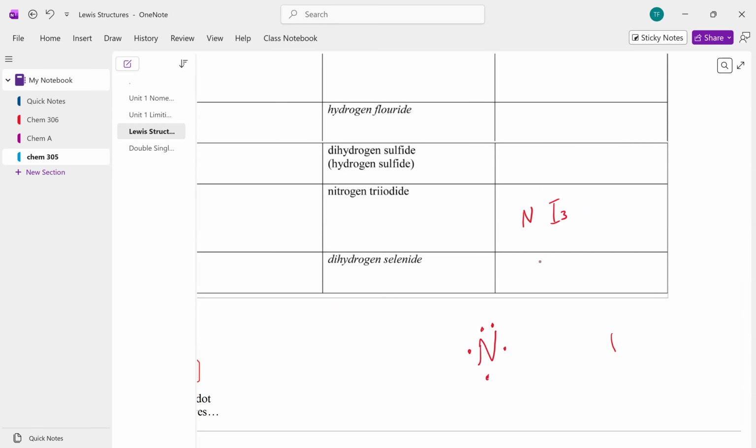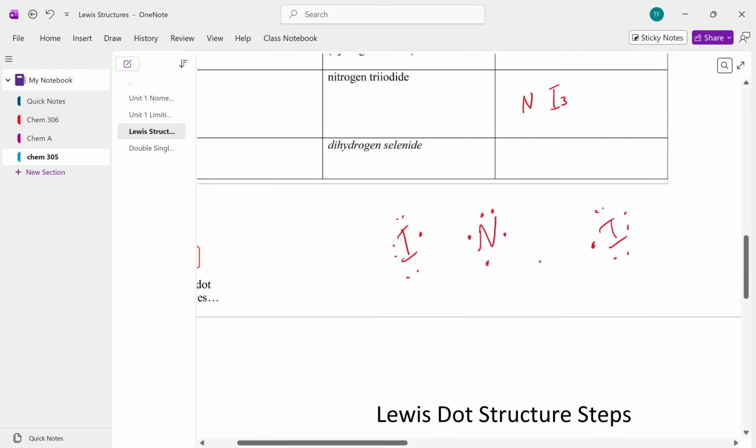And this is what iodine looks like. And we've got 3 of them. Okay, so that's step one, putting the atom with the most singletons in the middle.